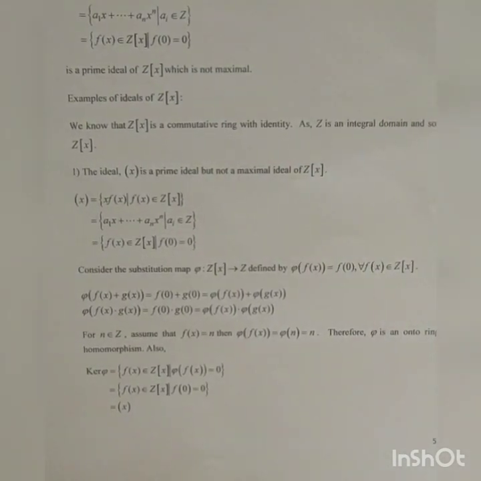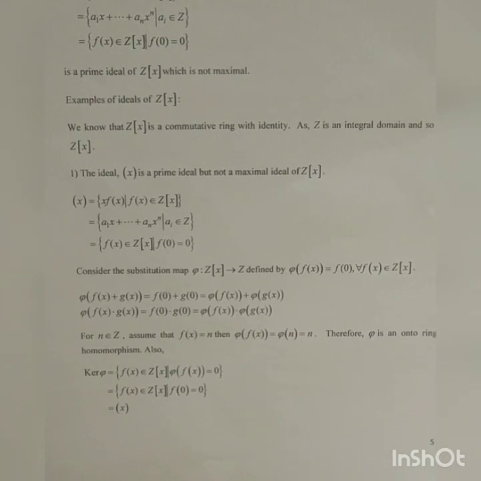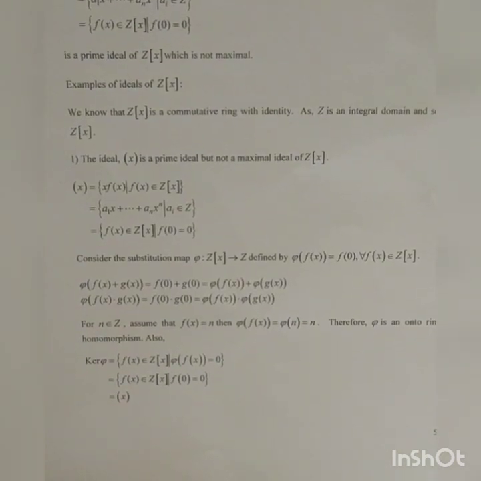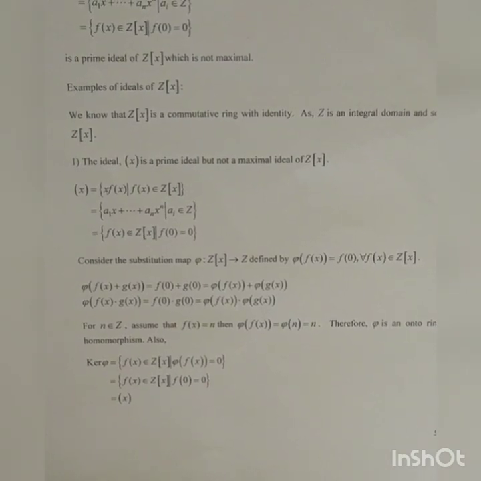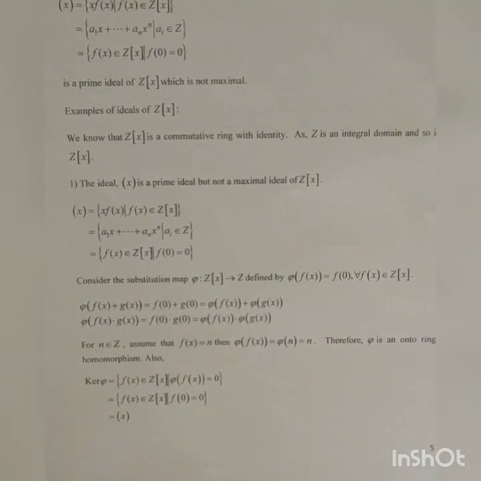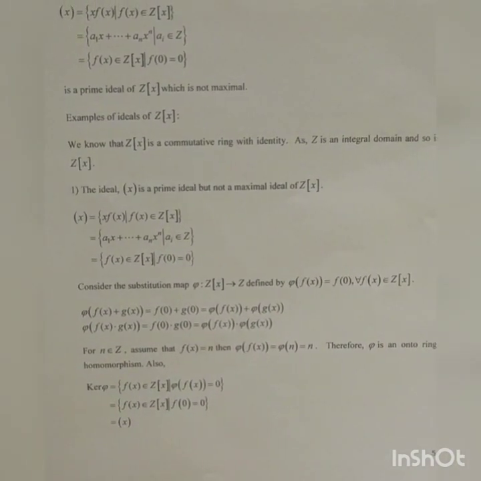Today we are going to discuss some examples of ideals of Z[X]. We know that Z[X] is a commutative ring with identity. Since Z is an integral domain, so is Z[X]. Now, let us consider the ideal generated by X. In fact, this ideal is a prime ideal but not a maximal ideal of Z[X]. Let's see why.